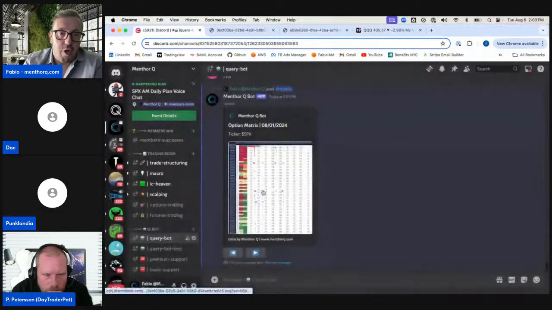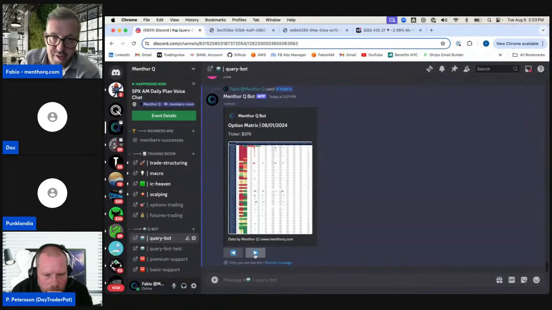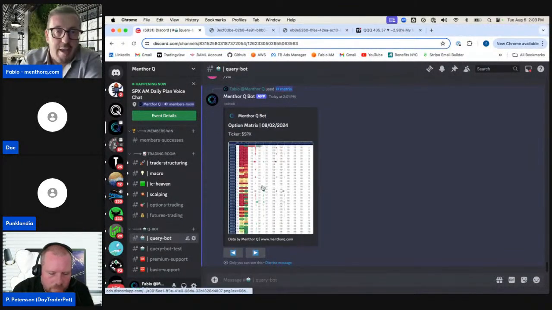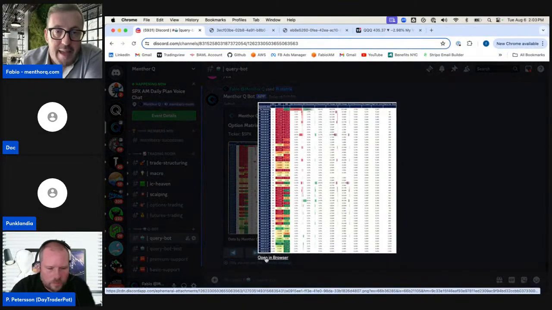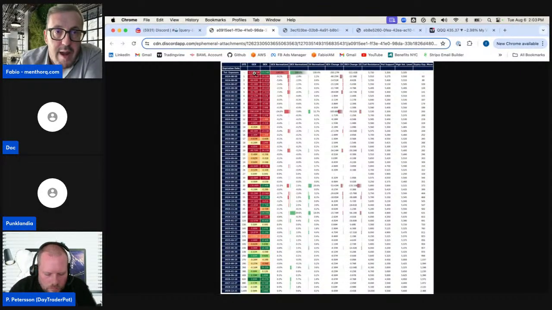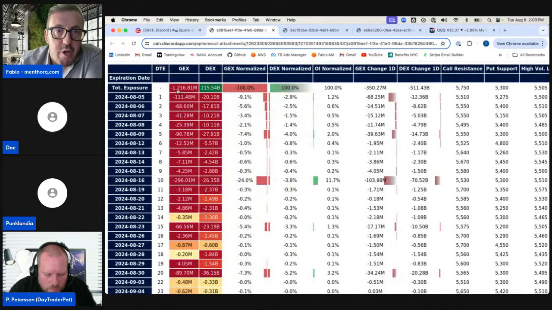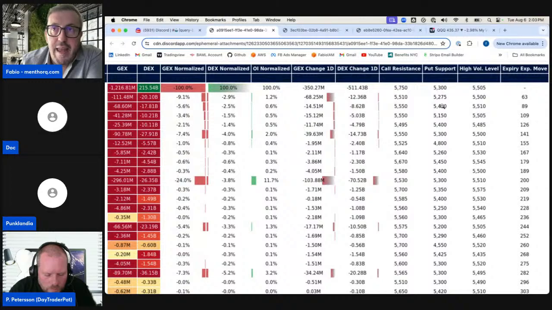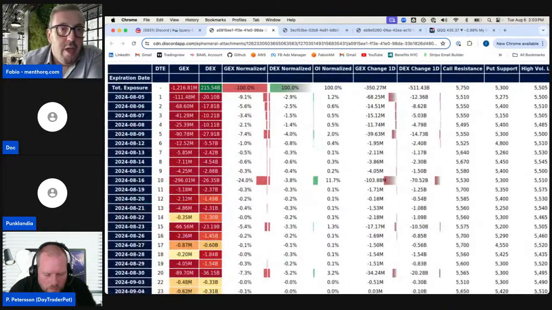Then we can also go to the next day and see how that changes too. So we go to August 2nd, right? So let's go back and see here. Now this value is actually going down again. You can see how the different expirations are in negative or positive. You can see the data and you can see the different levels here as well.